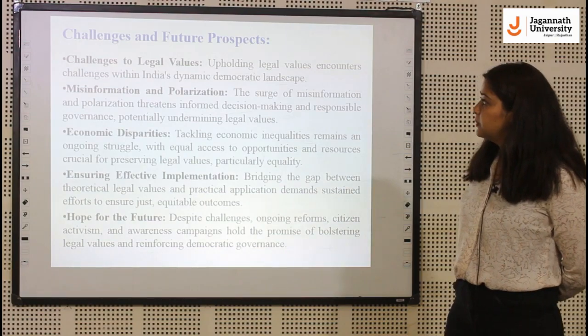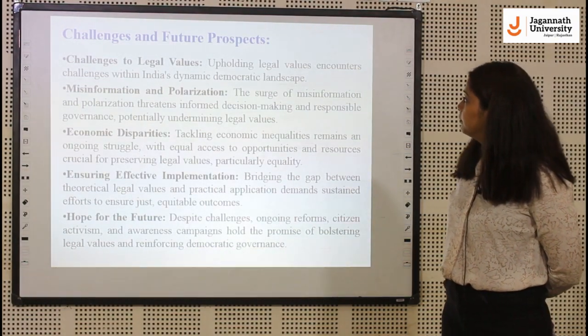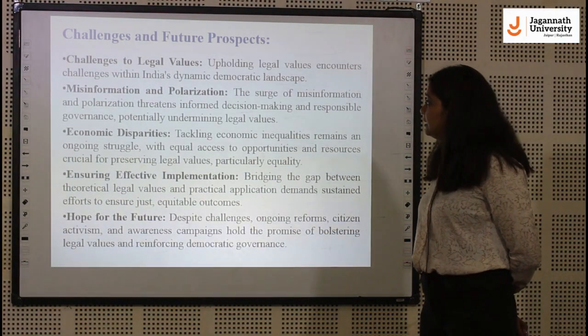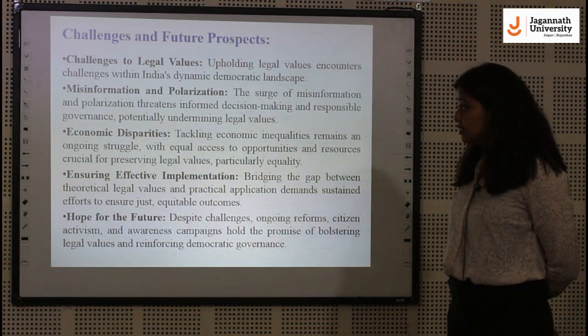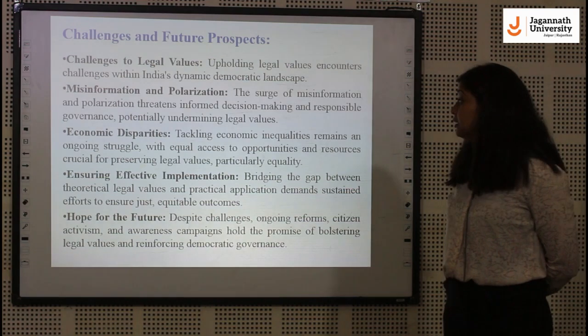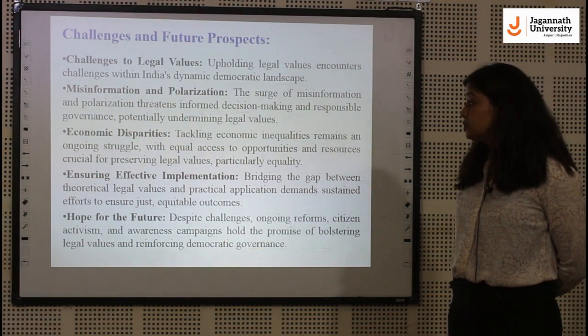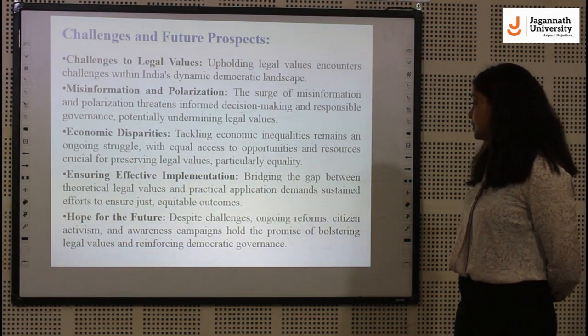Challenges and future prospects. Legal values, of course, face various challenges in India's dynamic democratic landscape: misinformation and polarization, economic disparities, and ensuring effective implementation, and hope for overcoming these challenges.